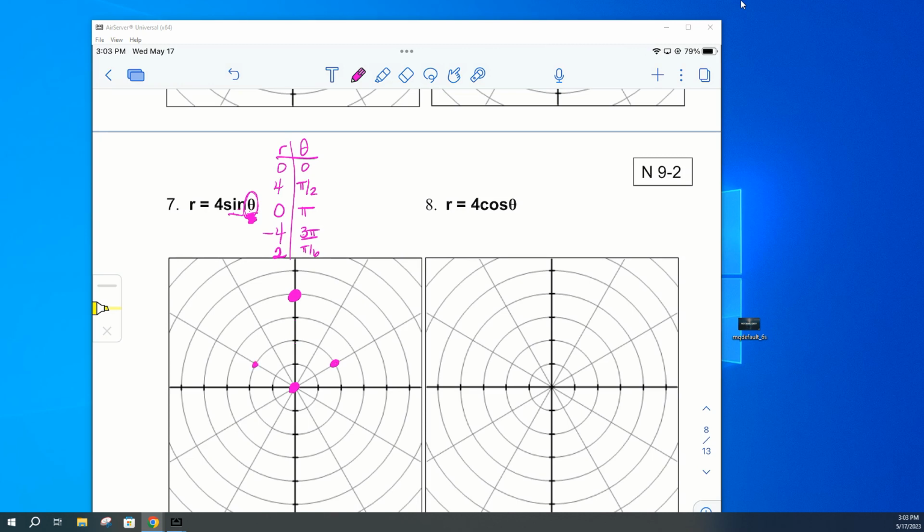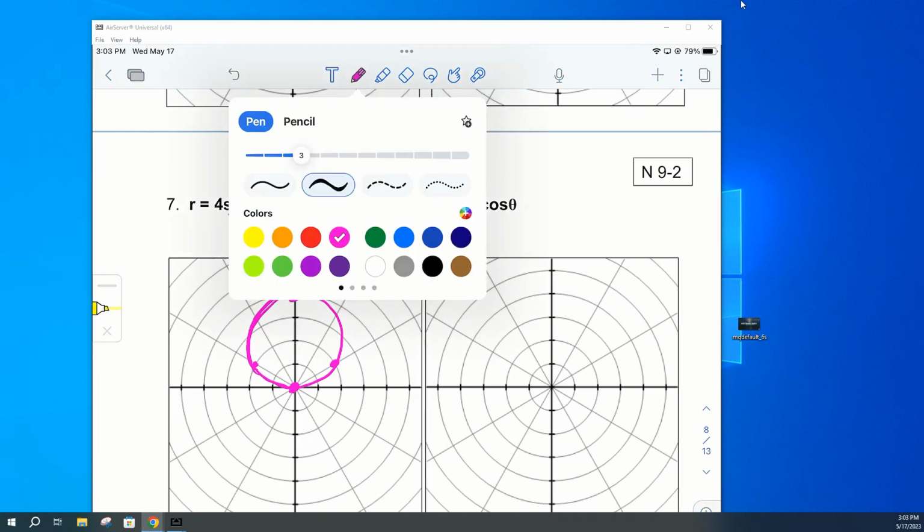If I kept plotting points and did more, what I would actually get is a circle as well, but notice that the circle is not centered at the pole anymore, okay? It is not centered at the pole.